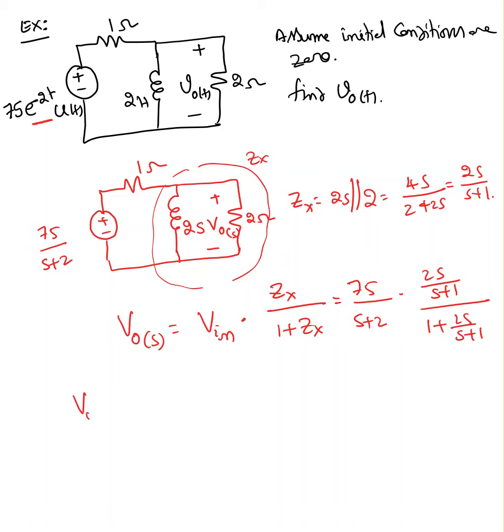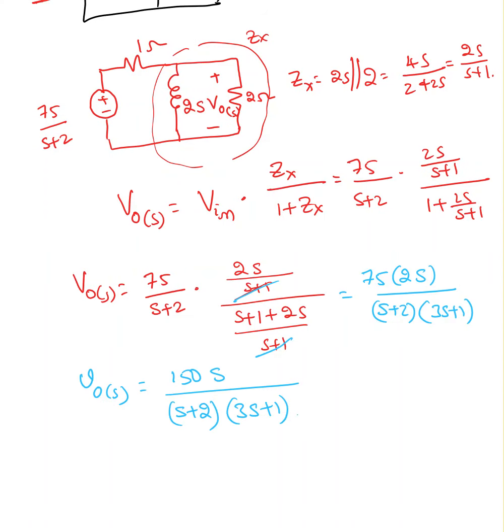Now v naught of s, I'm going to solve it. After simplifying, v naught of s equals 75 over s plus 2 times 2s over s plus 1, and I'm going to take the common factor here, so I will end up with s plus 1 plus 2s over s plus 1. They both get cancelled out. So 75 times 2s. Remember, this is s, not 5. My 5 and s both look the same, so my apologies for that. Make sure that's s. So at the end, I have 150 times s over s plus 2 and 3s plus 1.